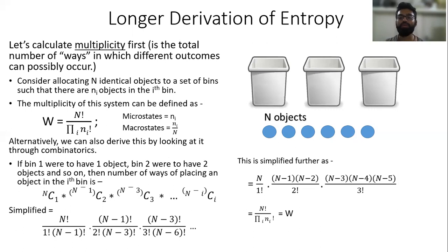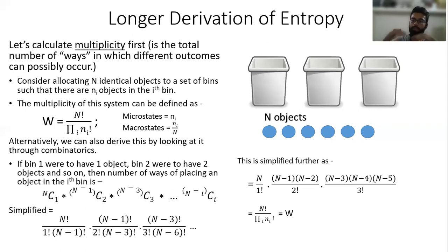Coming back to this, the number of ways in which you can place objects in the bins: for the first bin, you'd have NC1, where you have n objects and you choose one. Then you multiply by n minus one choose two, because you're choosing two objects for the second bin. Then multiply with n minus three choose three, and so on until n minus I choose I objects.